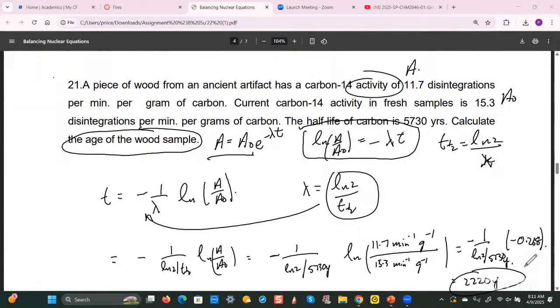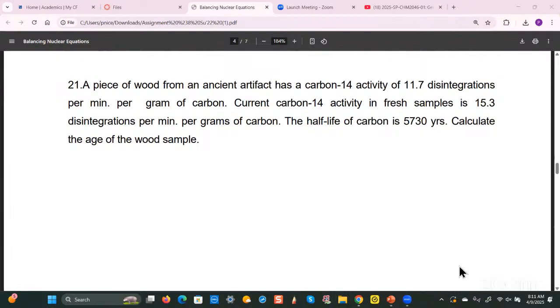Any questions about this question? Any questions out there in Zoom? If not, I'm going to go ahead and clear this and scroll down.